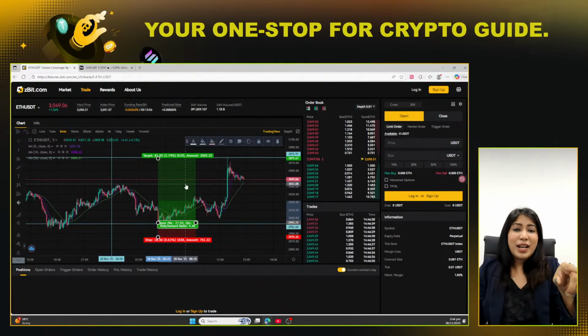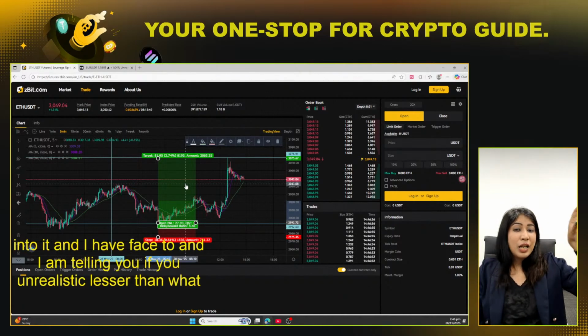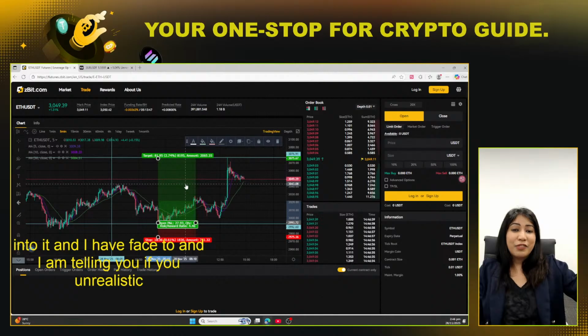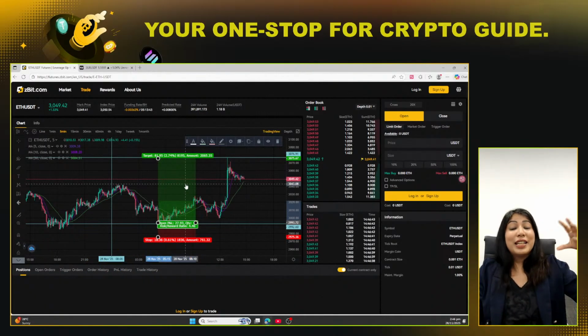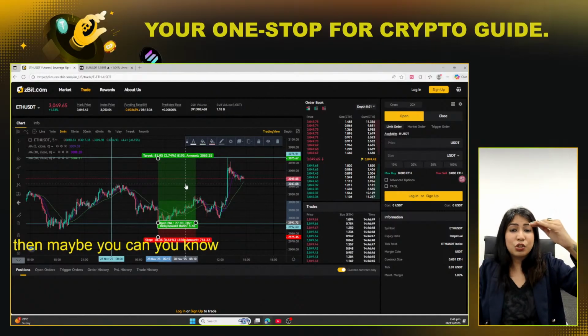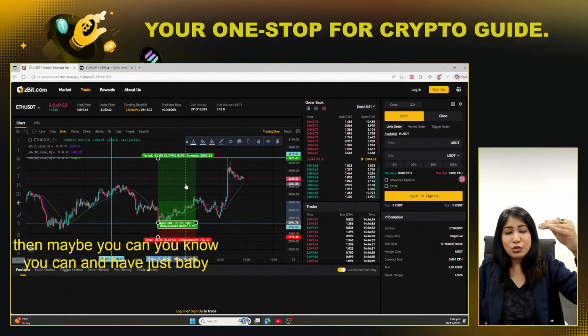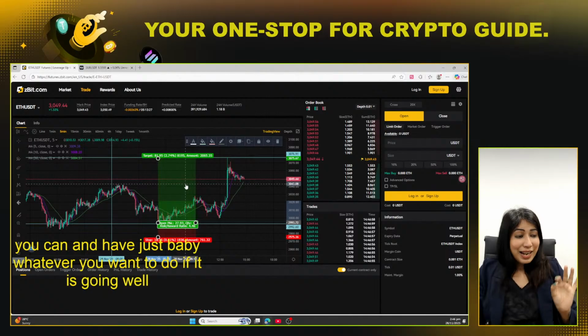So if the market is moving at 2%, try keeping the targets a little lesser than that. Don't keep it at a peak where it becomes an unrealistic target to achieve. If it is moving more than 5, 6, 8%, then maybe you can enhance your targets. Instead of 1:2, you can go for 1:4 or 1:5, whatever you want, if it is going well. Okay, so unrealistic targets are always going to get you trapped.